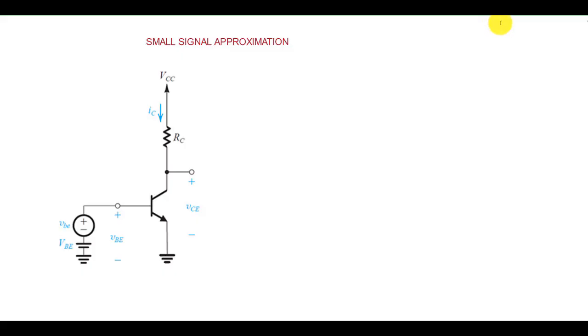In this BJT circuit, a DC voltage is applied to the base input and an AC signal is superimposed on that. So the total input voltage vBE is equal to the DC part VBE plus the AC part vbe. We will represent the DC voltage in all caps and the AC voltages in all small letters and the total voltage in capital and small letters.